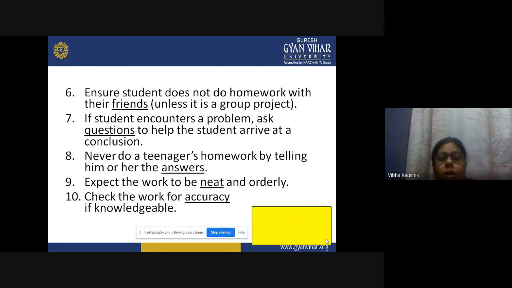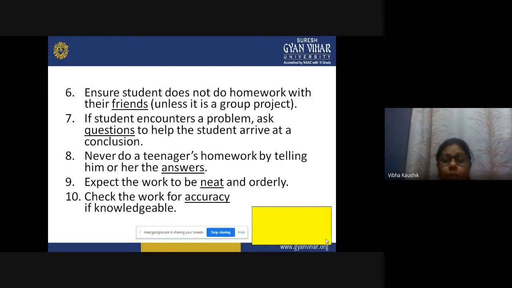Never do a teenager's homework by telling him or her the answers. If a question has been asked by the student, please tell me the answer to that question, as a parent you don't have to answer that particular question. Ask the student to search for the answer, just guide him or facilitate him to find the correct one. Expect the work to be neat and orderly.